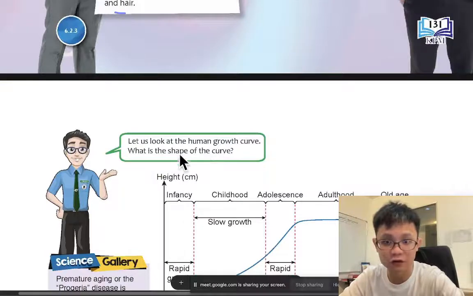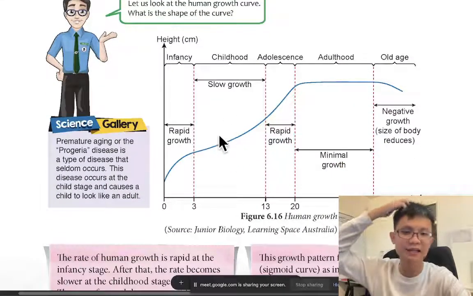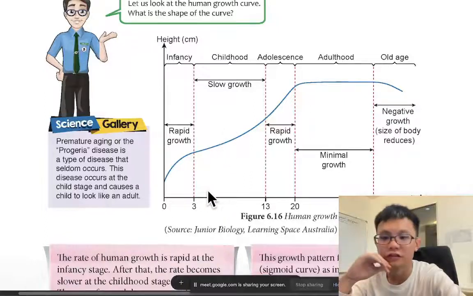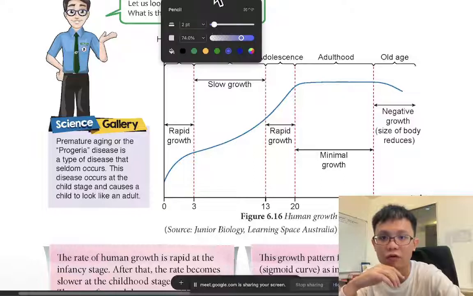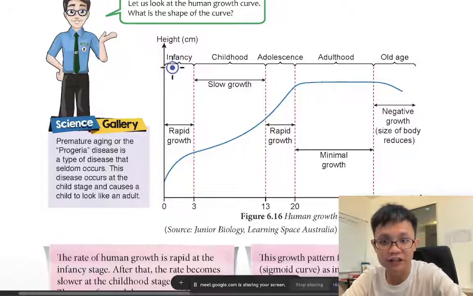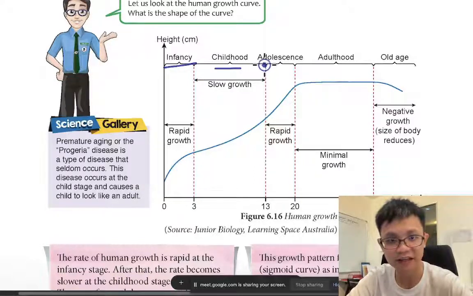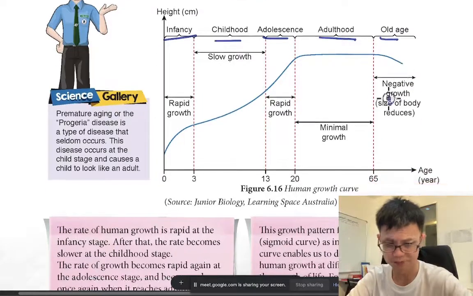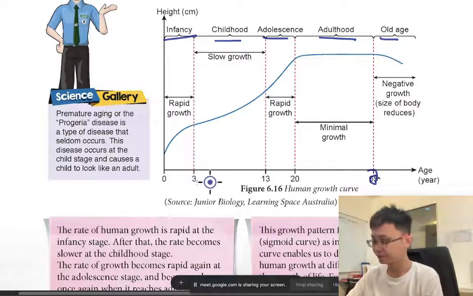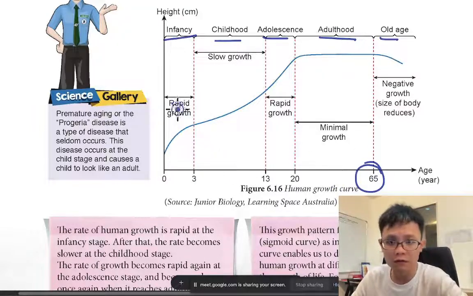Let's look at the growth curve, physically how we all grow. Okay, so physically we see that we have a few things that we need to know. The stages: there is the infancy stage, children's stage, adolescence, adulthood, and old age. Oh, sorry, yeah, old age is probably after 65 years old. So this one is after 65 years old.